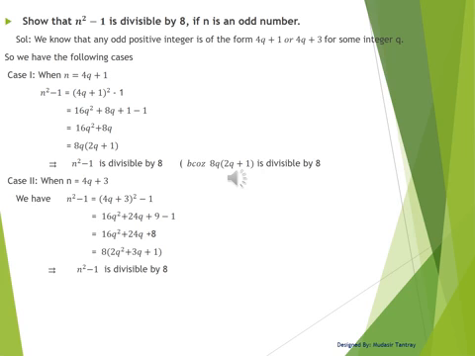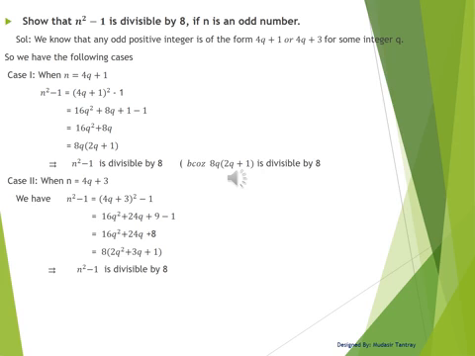Case first. When n is equal to 4q plus 1, then n square minus 1 is equal to (4q plus 1) whole square minus 1. Instead of n, we have to write down 4q plus 1. Here it's n square, then it becomes (4q plus 1) square. Now expand (4q plus 1) whole square, it becomes 16q square plus 8q plus 1 and minus 1, because (a plus b) whole square is equal to a square plus b square plus 2ab.